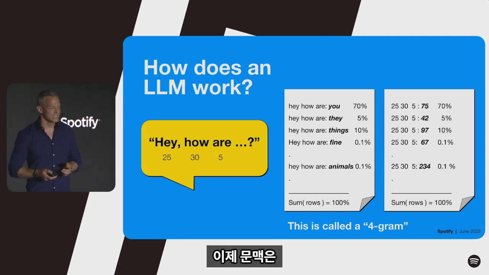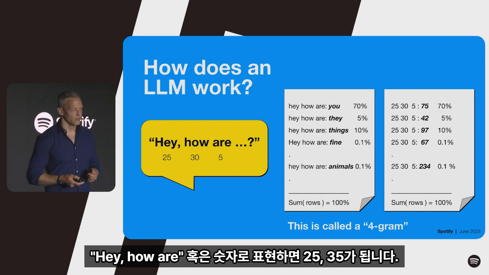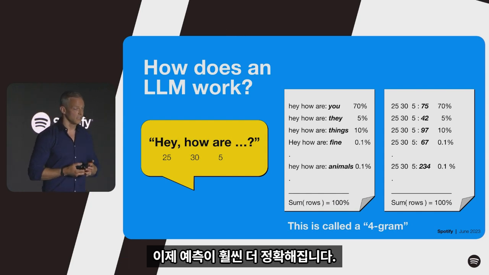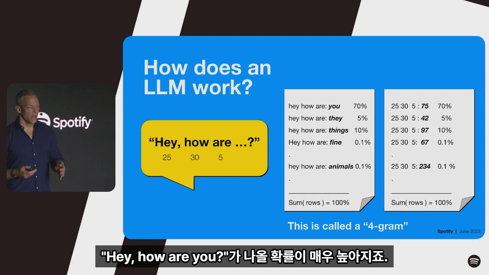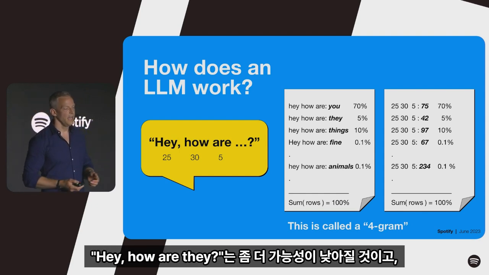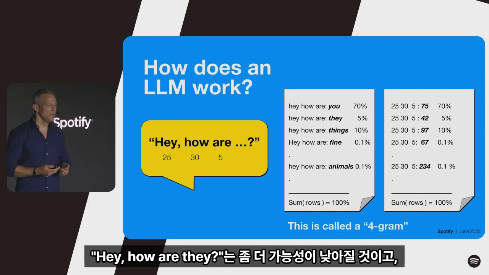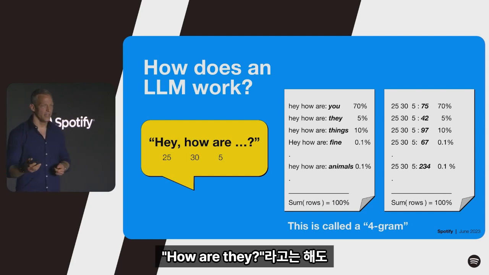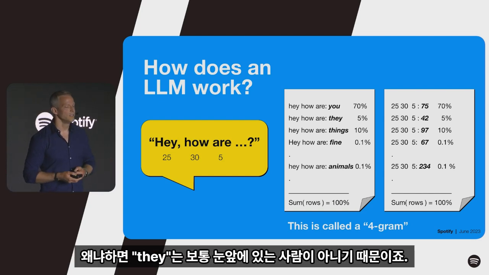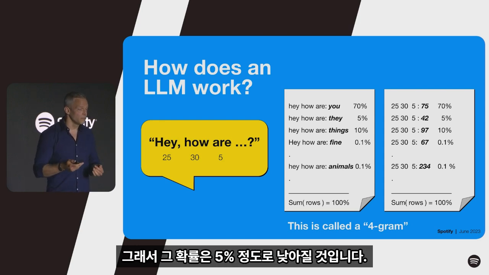So now the context is, "hey, how are," or the numbers 25, 35. Now your guess is going to start to get really good. "Hey, how are you" is now very likely. Let's say it's 70%. "Hey, how are they?" Maybe even less likely. You might say "how are they," but you seldom say "hey, how are they," because they are not in front of you. So that might go down to 5%.